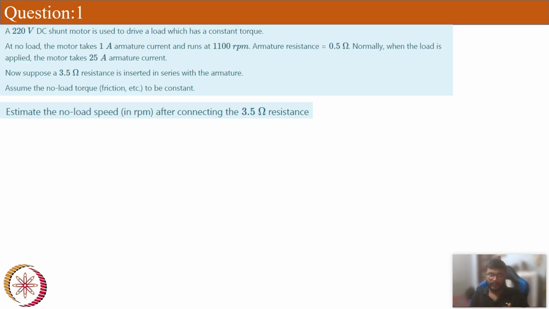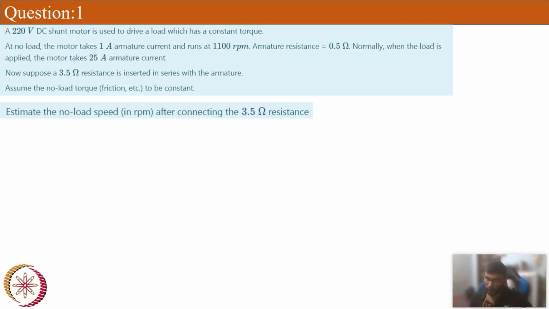So let's go through this particular numerical we are seeing here. We are provided with a 220 volts DC shunt motor, and for what purpose are we using this machine? We are using it to drive a load which is a constant torque. So this is very important. There are different kinds of loads for any application. It can be a constant torque load, it can be a constant power load. When we come across such terms, you have to notice that whatever might be the current flowing through the load, it should always operate at a constant torque. Such a load is called a constant torque load.